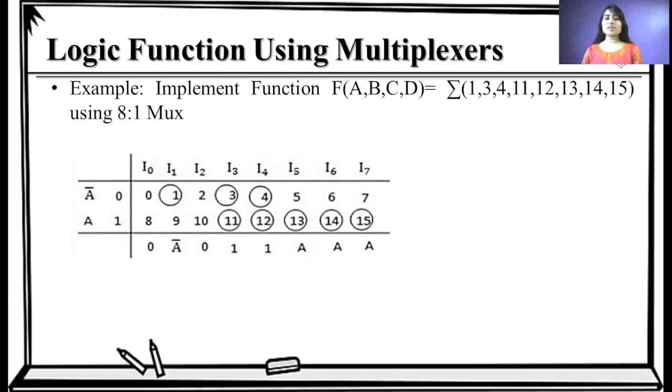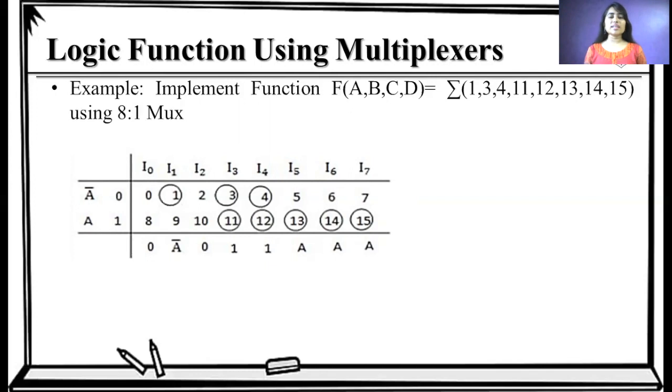So this is the standard procedure for all functions. Then mark a circle for the given function. Here we have the term 1, so mark a round over 1, then 3, then 4, then 11, 12, 13, 14, 15. So here we mark the terms given in the example.